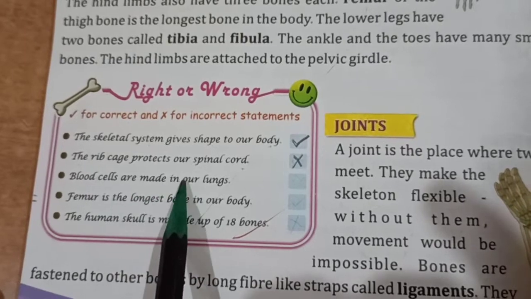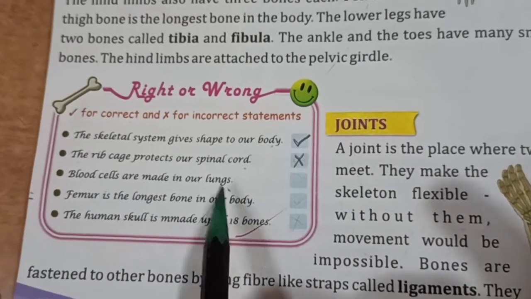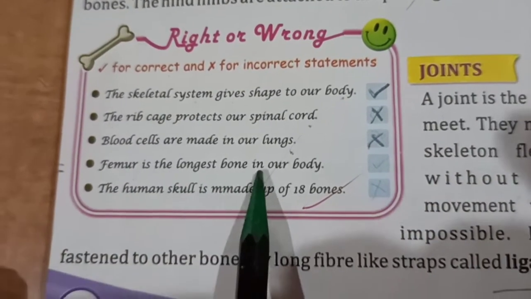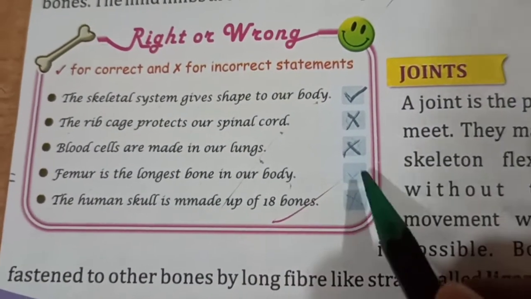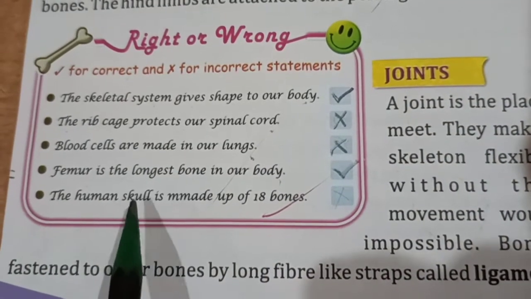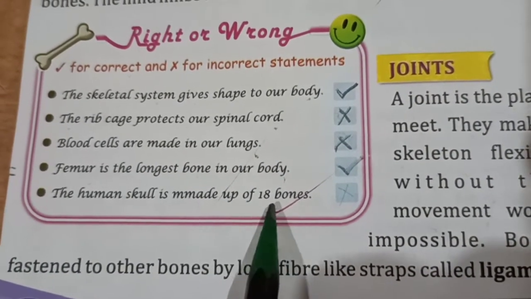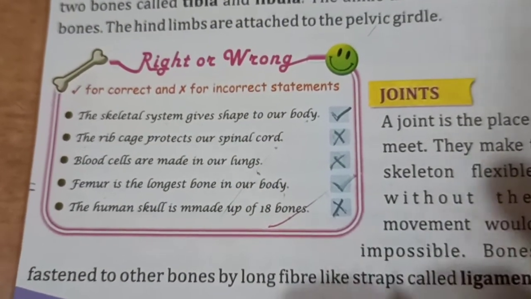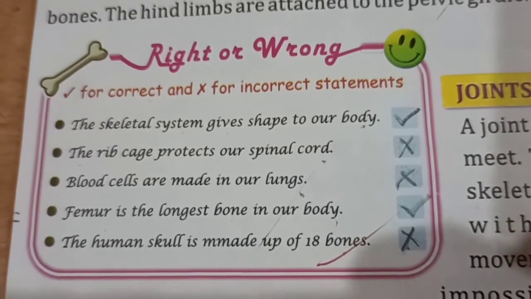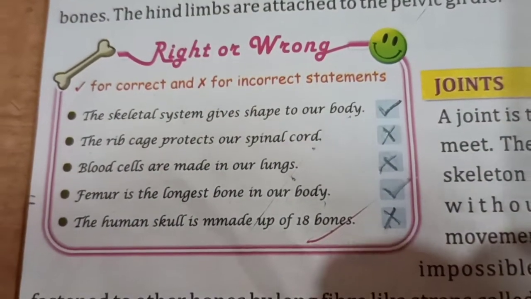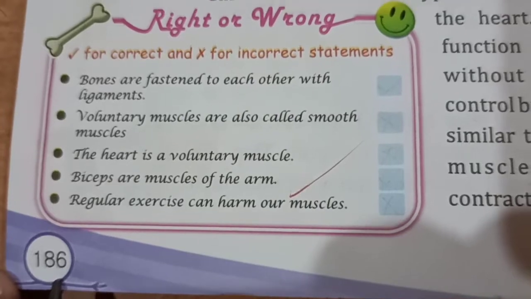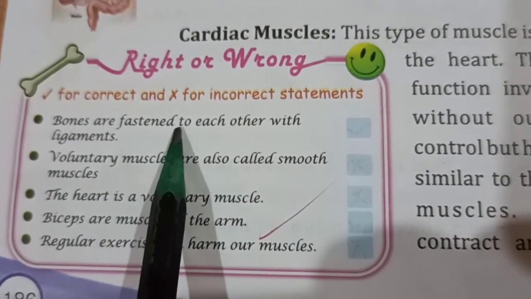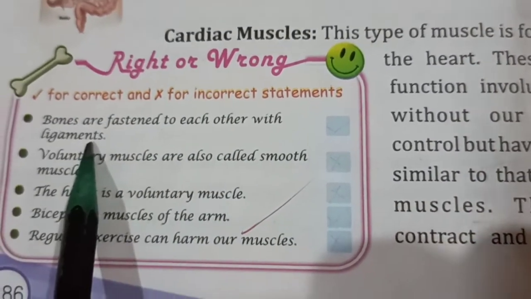Blood cells are made in our lungs. Wrong. Femur is the longest bone in our body. Correct. The human skull is made up of 18 bones. No, even that is wrong. It is made up of how many bones? 22 bones.